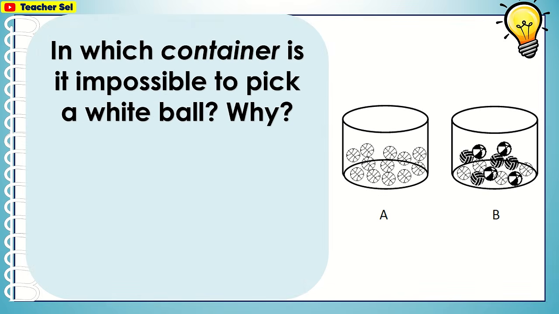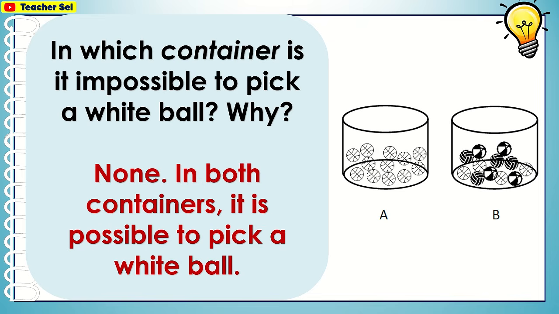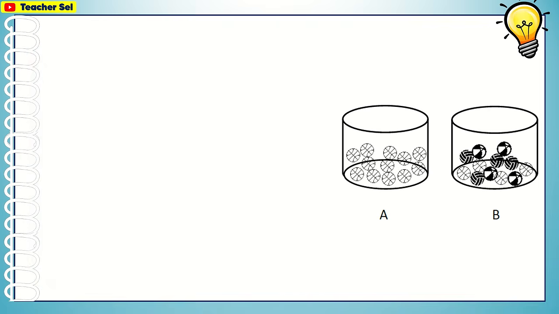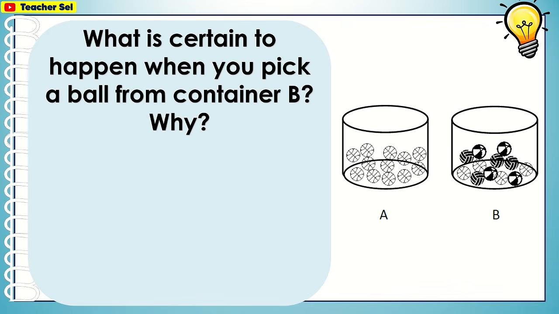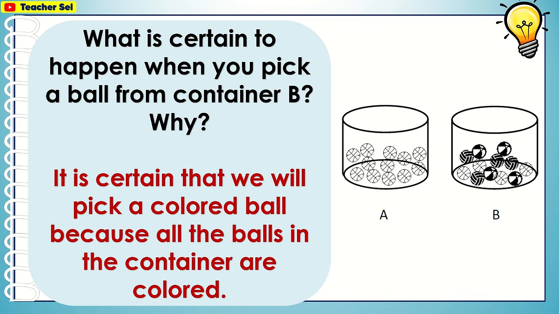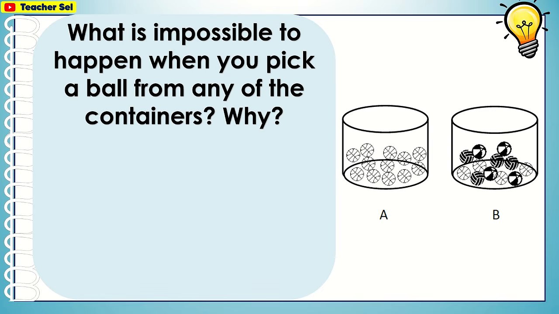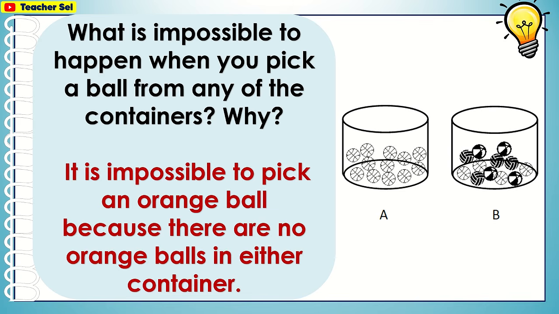In which container is it impossible to pick a white ball? Why? None. In both containers, it is possible to pick a white ball. What is certain to happen when you pick a ball from container B? It is certain that we will pick a colored ball because all the balls in the container are colored. What is impossible to happen when you pick a ball from any of the containers? It is impossible to pick an orange ball because there are no orange balls in either container.